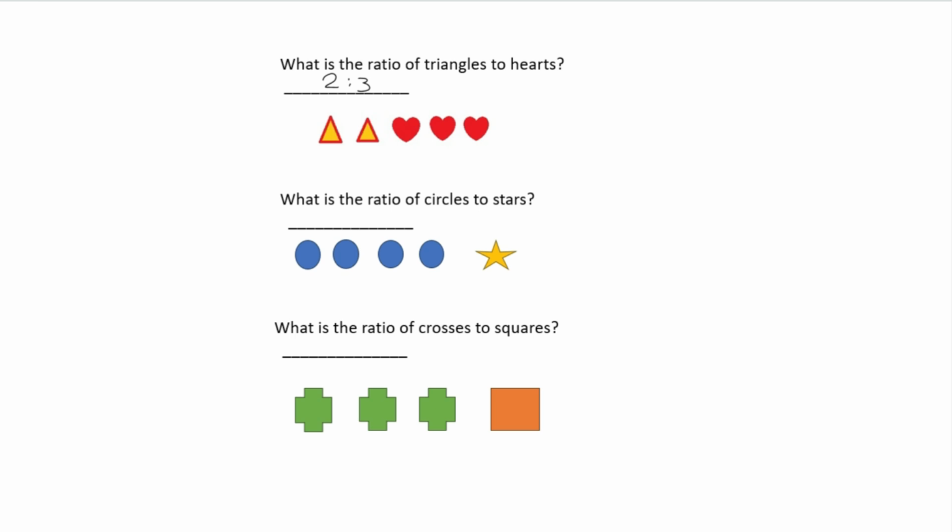The next one we have 4 circles and 1 star. So our ratio would be 4 to 1. And then our last one is 3 crosses to 1 square, and we would write that as 3 to 1. So that's how we would write the ratio of those particular images.